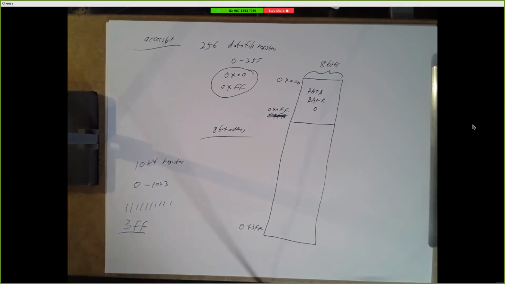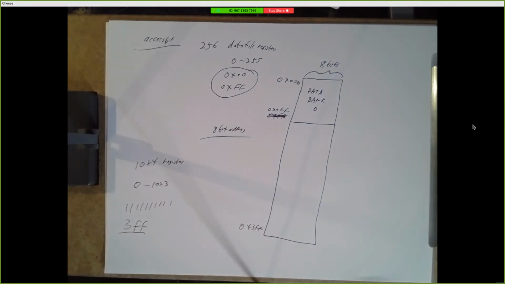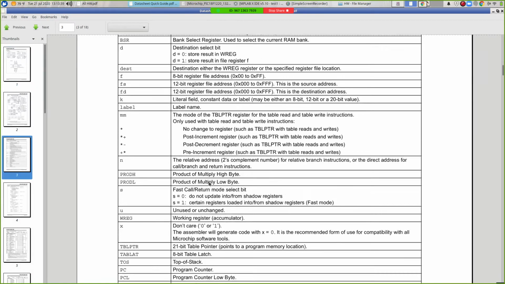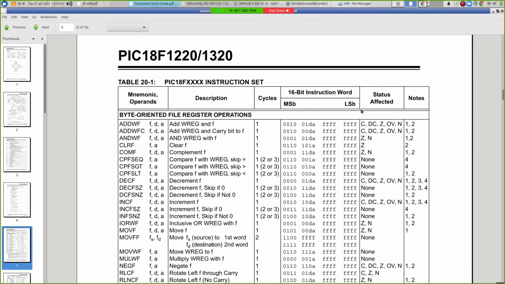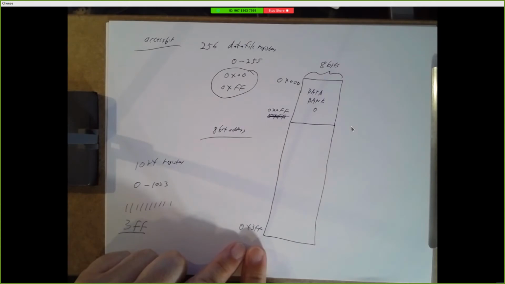I need 10 bits in order to specify an address in this range. Well, that's a problem because if I look at my instructions and the way they're coded, I only have 8 bits available to specify a file register. Again, that works fine for us, but if we had 1024 file registers, how can we specify a file register when we only have 8 bits available? But we need 10 bits to specify the address.